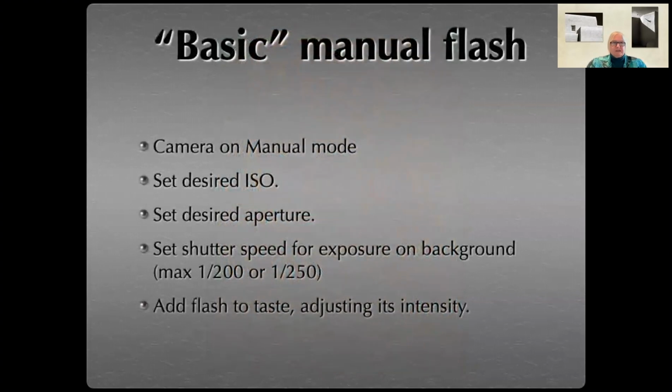And this might be something you want to take a screenshot of too. I set my camera on manual mode. Then I set whatever ISO I want to use. Then I set the aperture I want to use. And my primary consideration in that is my depth of field. And then I set my shutter speed for the exposure on the background. If I want it dark, I'll make it a faster shutter speed. If I want more light on the background, I'll make it slower. And then I add flash to taste, adjusting its intensity, both the power setting and the distance from the subject.